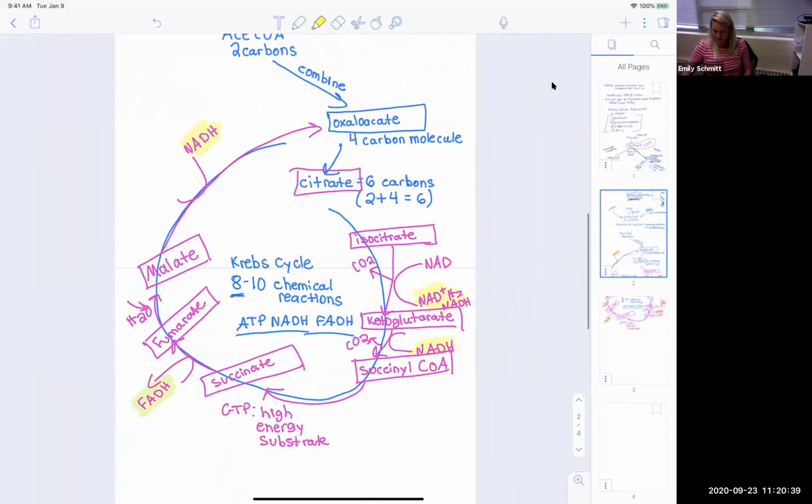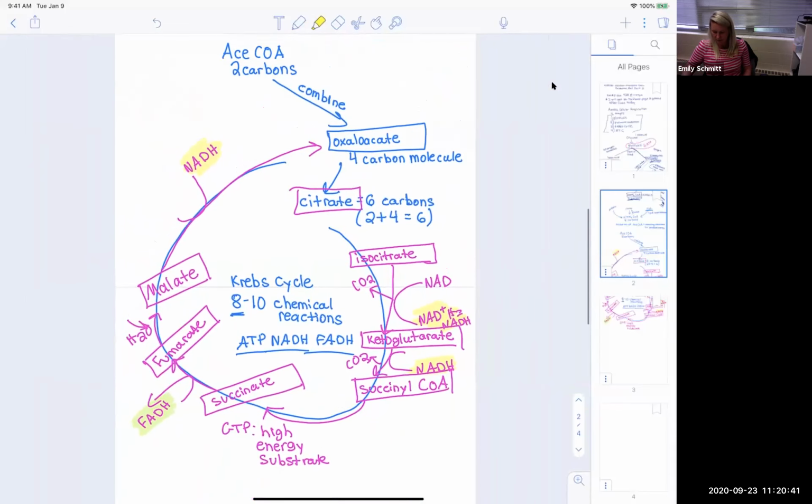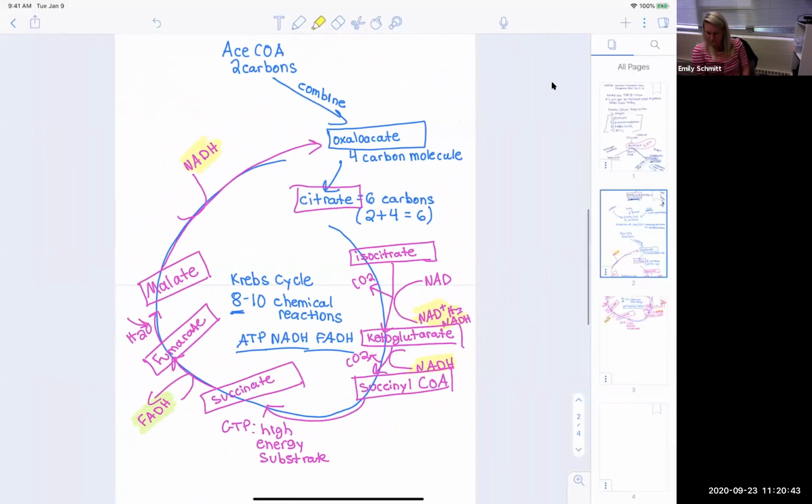I'll give you guys a second to make sure that you have this copied down. So this is our Krebs cycle. We have our 8 reactions. 1, 2, 3, 4, 5, 6, 7, 8.